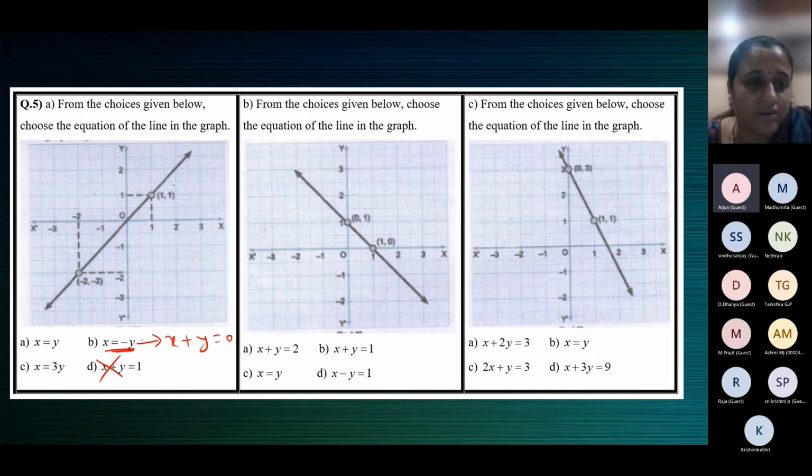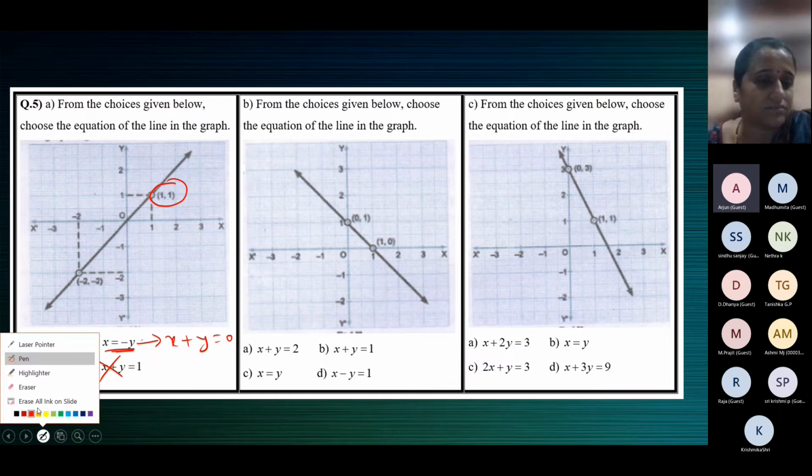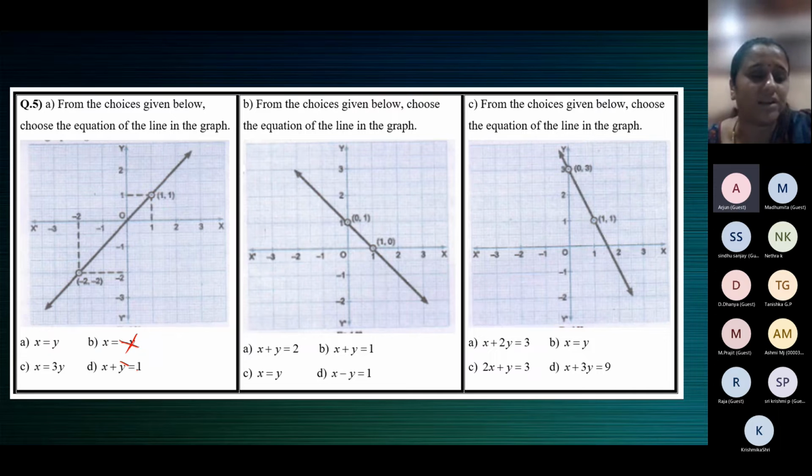Now see here, 1, 1 lies on the line. What is 1 plus 1? Is it 0? No. Then this cannot be the correct option. Because if B is the correct equation, x plus y should be 0. But you see that this point 1, 1 lies on the line. That means it's a solution to that equation.